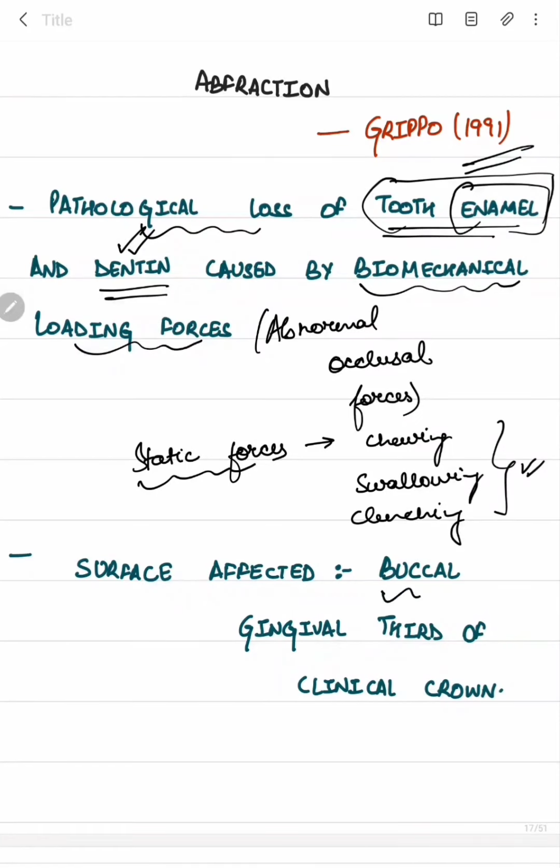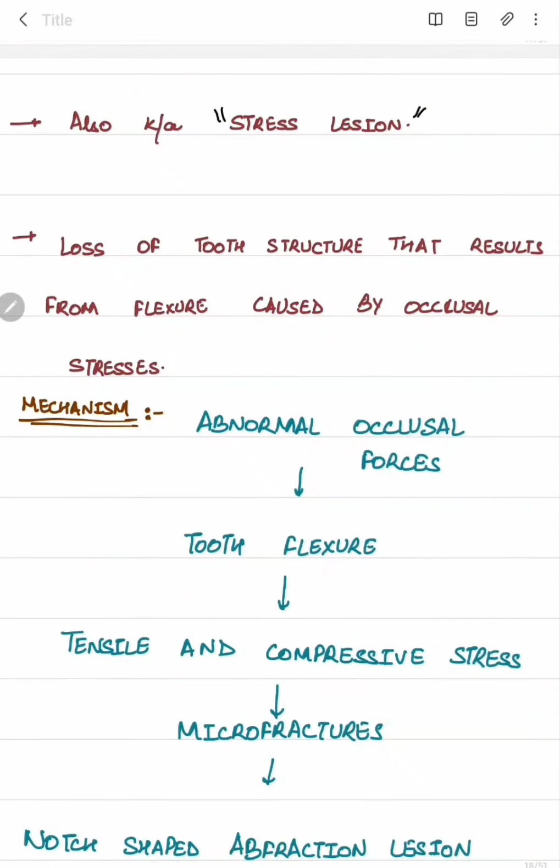In abfraction, buccal gingival third of clinical crown is affected, right? So abfraction is seen on the buccal surfaces, right? As we know, abfraction occurs due to biomechanical loading forces. So these forces will generate stress over the crown, right? And that's why this abfraction is also known as stress region, right?